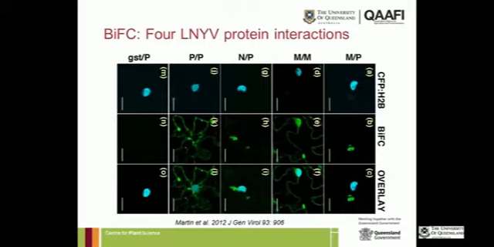The matrix protein interacts with itself in the cytoplasm and in the nucleus, and the M protein interacts with the phosphoprotein, looks somewhat similar to the interaction of N and P. So with this method you can see a protein-protein interaction, but you can also see where this interaction happens, so you can localize and look for interaction at the same time.